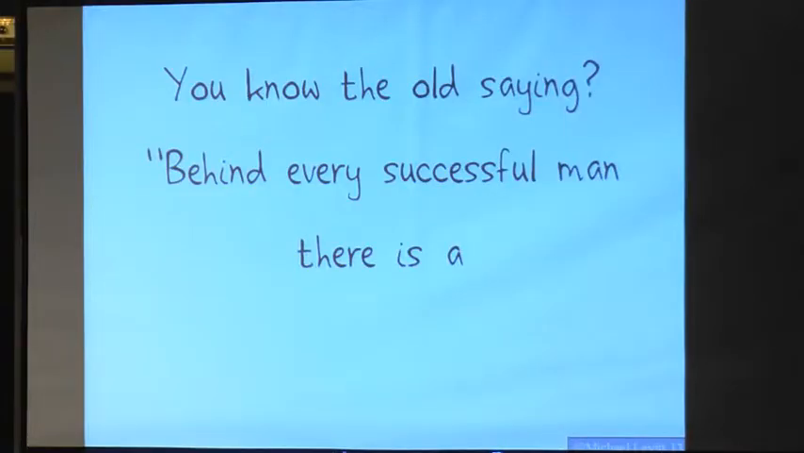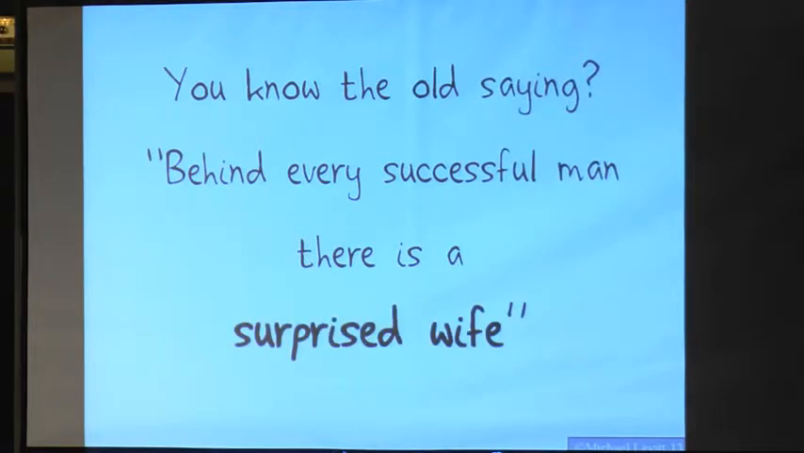And as you know, the old saying, behind every successful man there is a surprise wife. Again, this is very gender-biased. It should be behind every successful person there's a surprise spouse. And I apologize for that. In California, we're very politically correct.